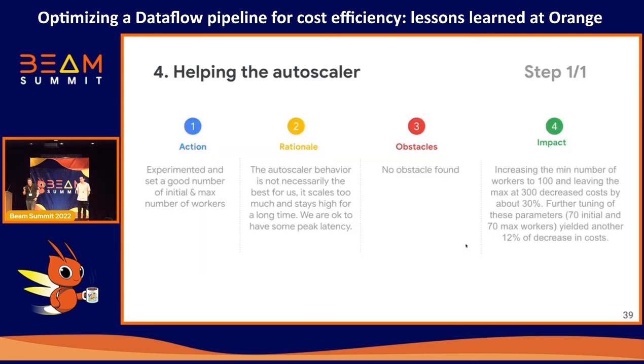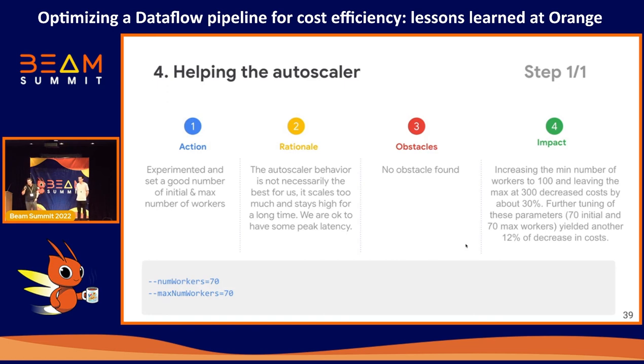What we did for our use case, we made many experiments to try to find the best initial and maximum number of workers. The rationale was we observed that the autoscaler algorithm was not really cost efficient for our use case. It scales too much and stays high for a long time. Our use case can tolerate a little bit of latency, it's not a real issue for us. So there was a big waste of resources, and it was a high cost. There are no obstacles to set these parameters. It's just something you set when starting your pipeline.